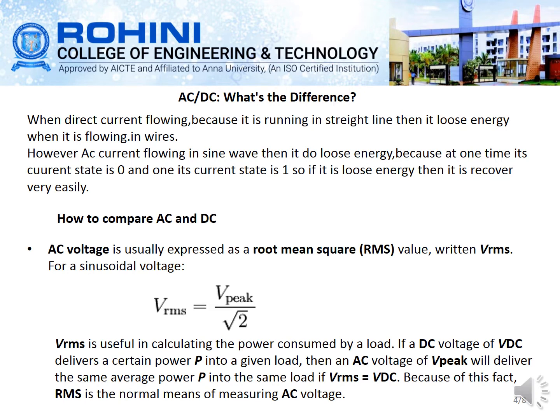To compare AC and DC, AC voltage is usually expressed as a root mean square value, which we write as Vrms. For a sinusoidal voltage, Vrms is equal to Vp divided by root 2. Vrms is very useful in calculating the power consumed by the load. If a DC voltage VDC delivers a certain power P to a given load, then an AC voltage with the same Vrms will deliver the same average power into the same load. So Vrms is equal to VDC, and because of this, RMS is the normal means of measuring AC voltage.